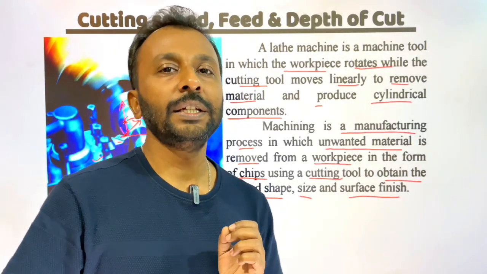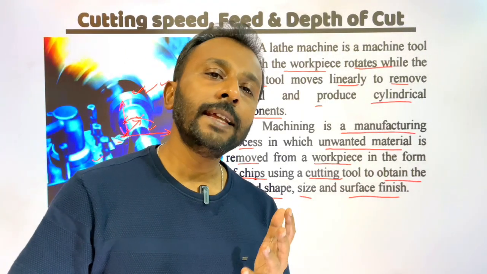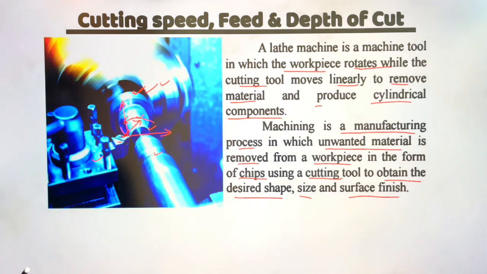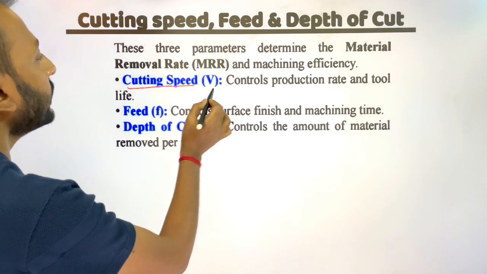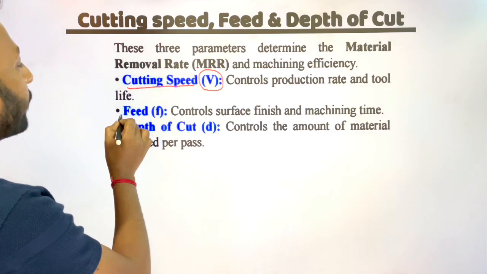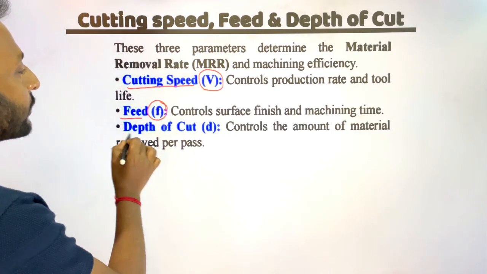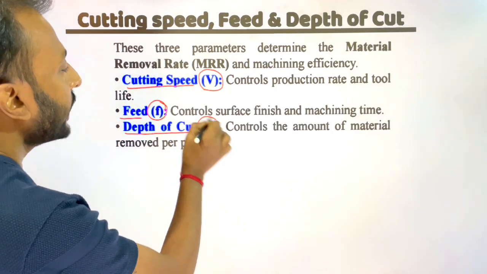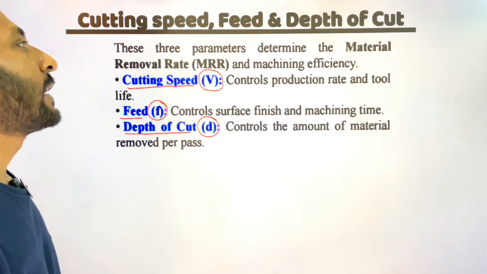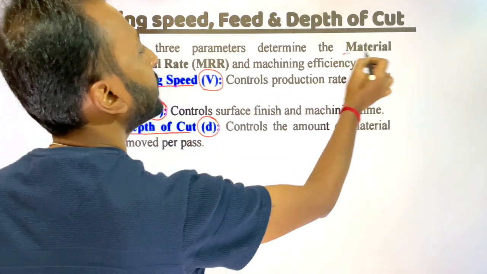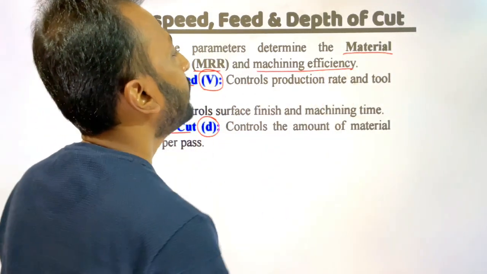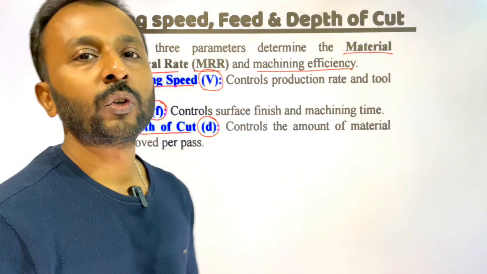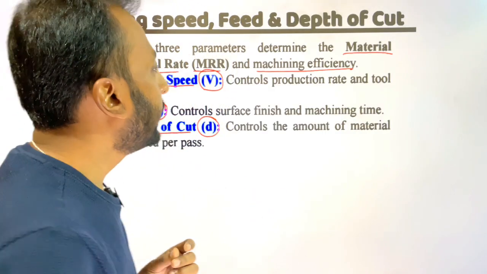So here we are getting the cutting speed, feed and depth of cut in the workpiece and the lathe. These are the cutting parameters of a lathe machine. Mainly cutting speed, that is denoted by V, feed, that is denoted by F, and depth of cut, sometimes denoted by small d. So these are the cutting parameters. These parameters determine the material removal rate or MRR and machining efficiency. So these are the most important parameters of lathe machining.